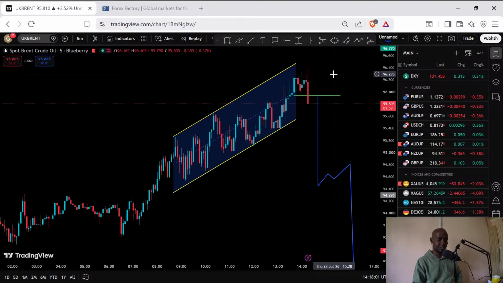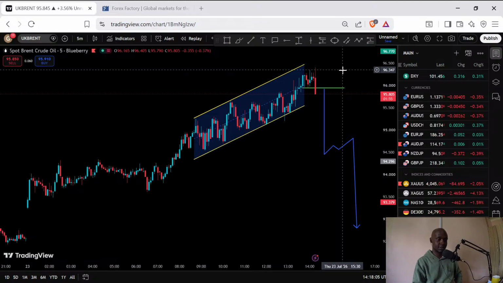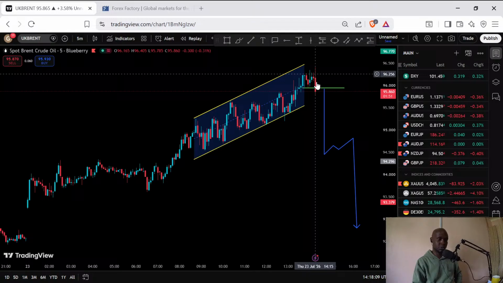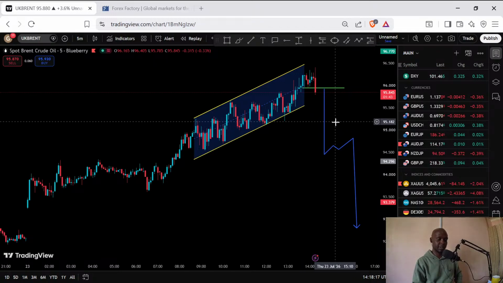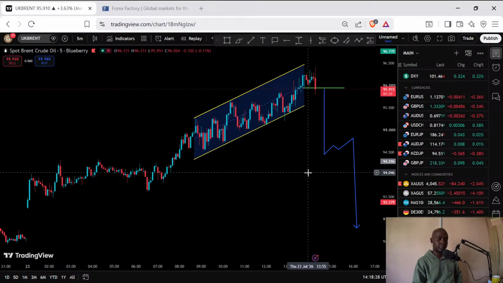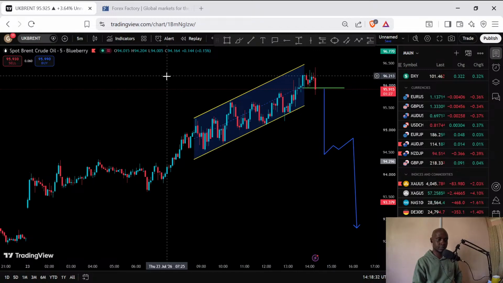We're starting to get the selling pressure. So what I'd like to see is two strong candles. Now that we've broken this, however this candle is going to close, I want to see another strong bearish candle to confirm momentum. Let's wait and see how this candle is going to close.